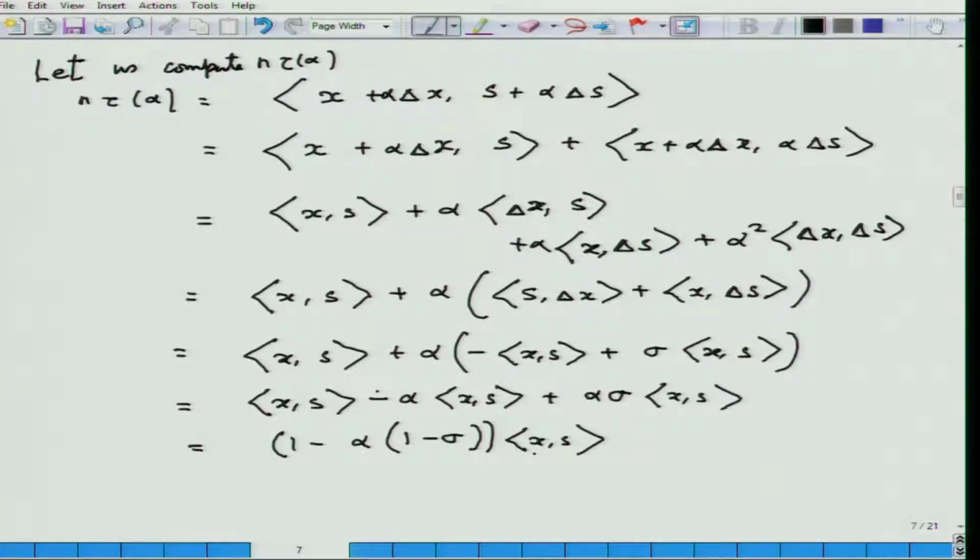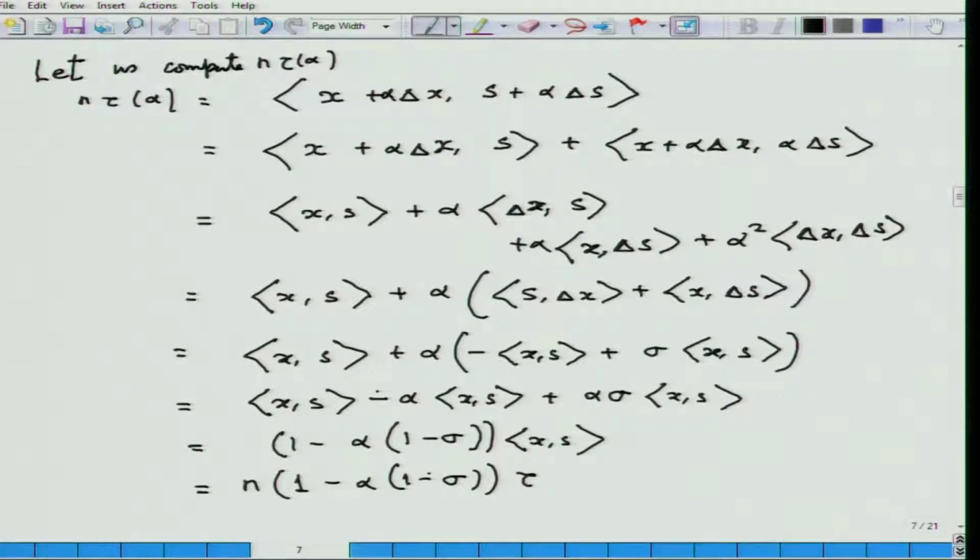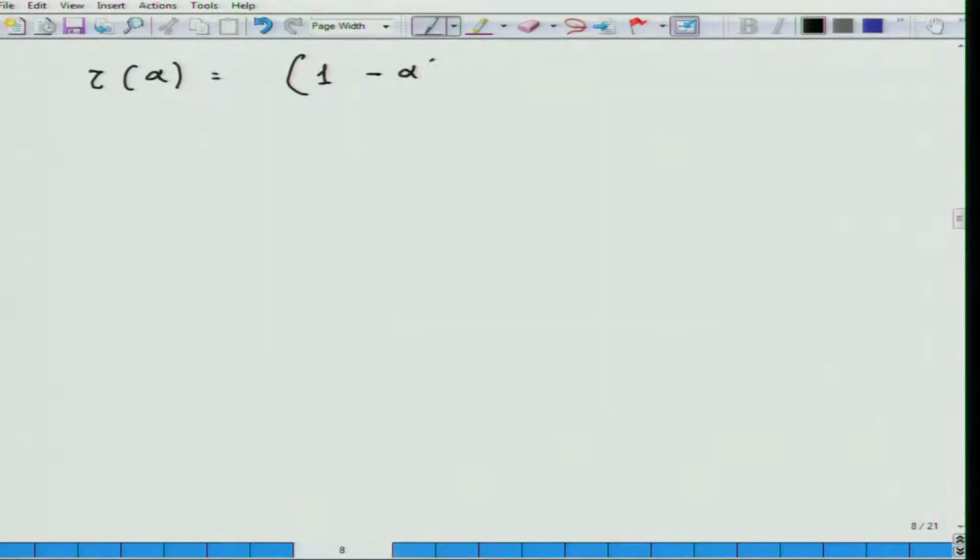But what is x s? It is n into tau. So, it is n into 1 minus alpha times 1 minus sigma times tau. So, n into tau alpha is this. So, what I would now have is tau alpha is 1 minus, again go back, alpha into 1 minus sigma times tau.